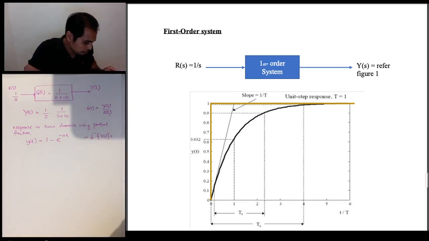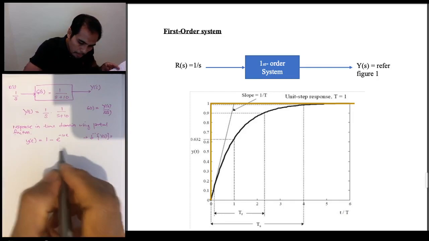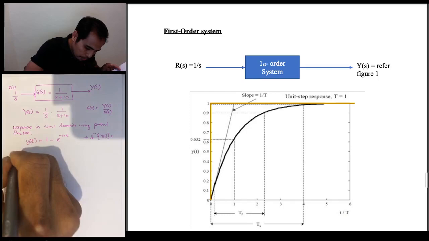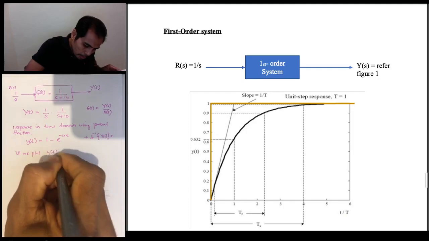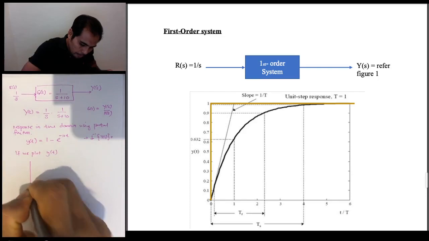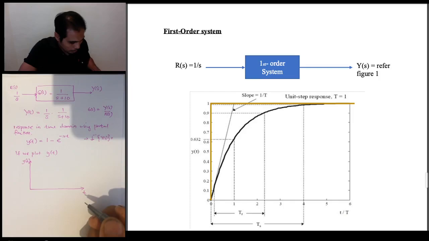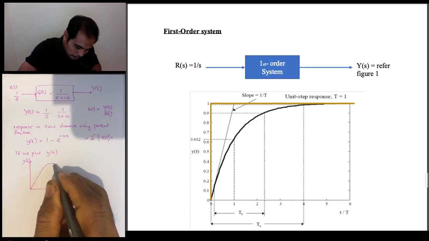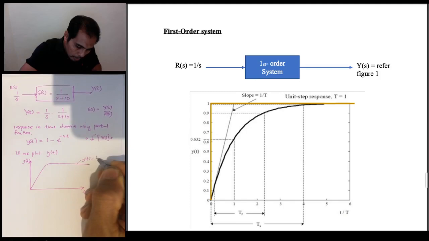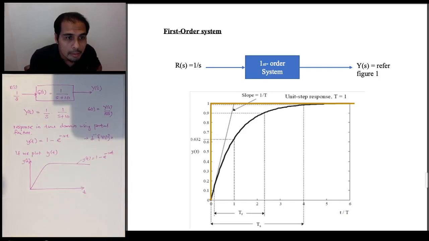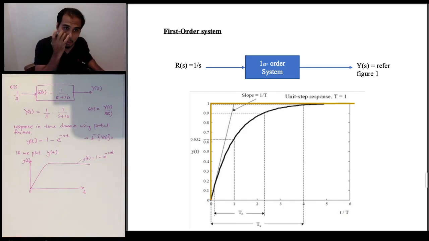From these expressions, if we plot y(t) in the time domain, we get this. This is y(t). We can roughly get this response like this, where y(t) equals 1 minus e to the minus 10t. Can you guys see that? Now, this is a first order system.